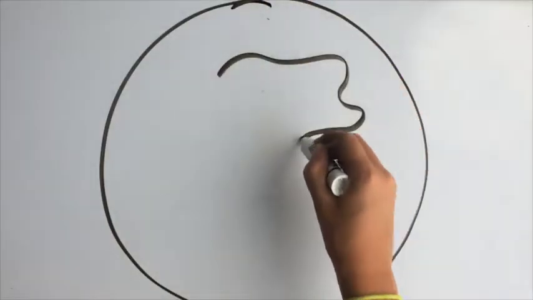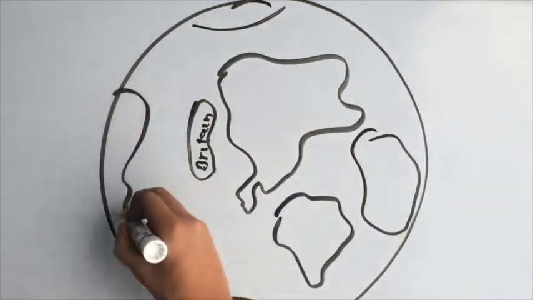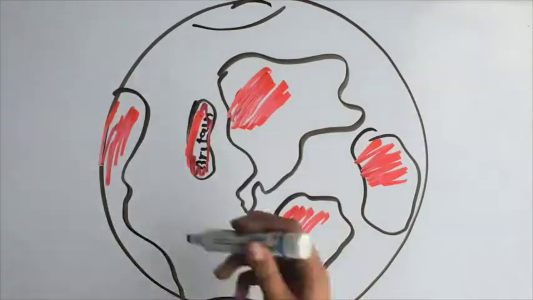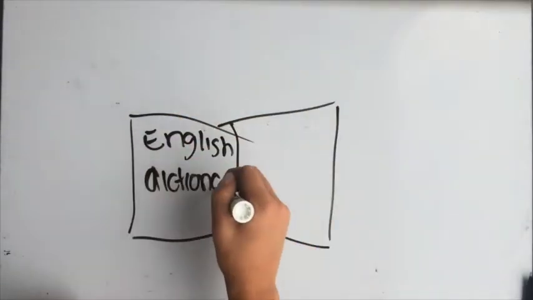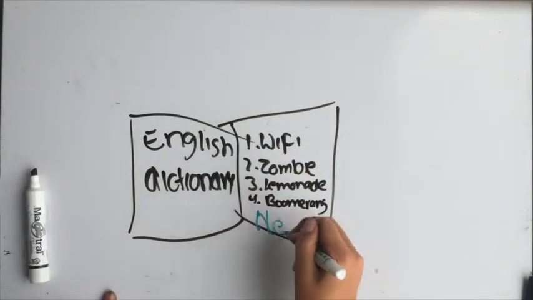Secondly, the British Empire covered 1/4 of the Earth's surface, and the English language adapted words from many countries, such as Africa, the Caribbean, and many more. Now, the English dictionary had new words, for example, Wi-Fi, zombie, lemonade, and boomerang.